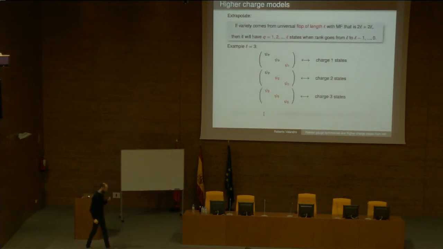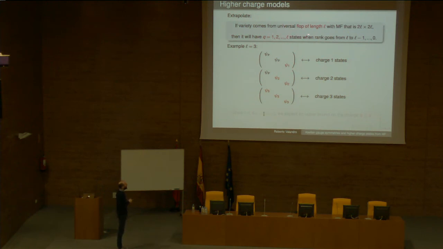This is my last slide before the conclusion. So we can try to extrapolate from the studied case. We studied a manifold, the Morrison-Park threefold, that was coming from a flop of length 2. And we got a 2 by 2 matrix factorization, and we got charges 1 and 2. Now, we would like to conclude that if a variety comes from a universal flop of length L, with an MF that is 2L times 2L, we have all charges up to L.